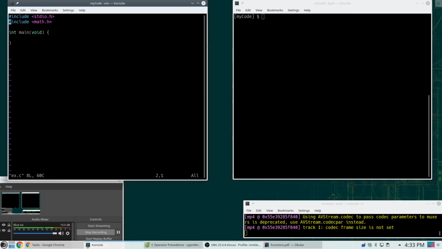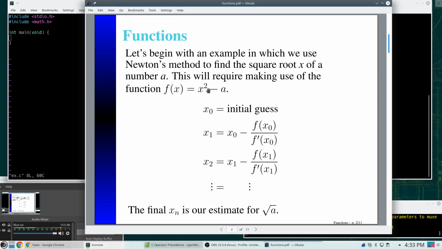So I'm going to need the math library for this, and I already have it included. So I need some way of storing our initial guess, and I also need some way of having a, because this is our function here, right? When I plug this in, like the first time, this would be f of x naught is equal to x naught squared minus a.